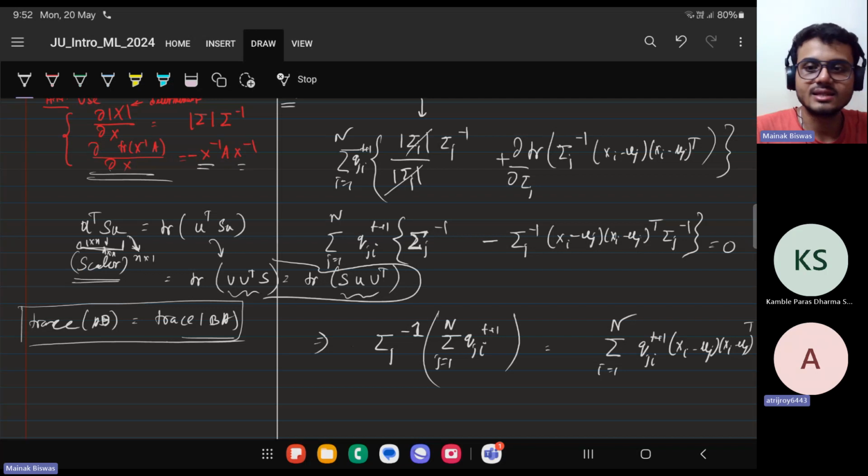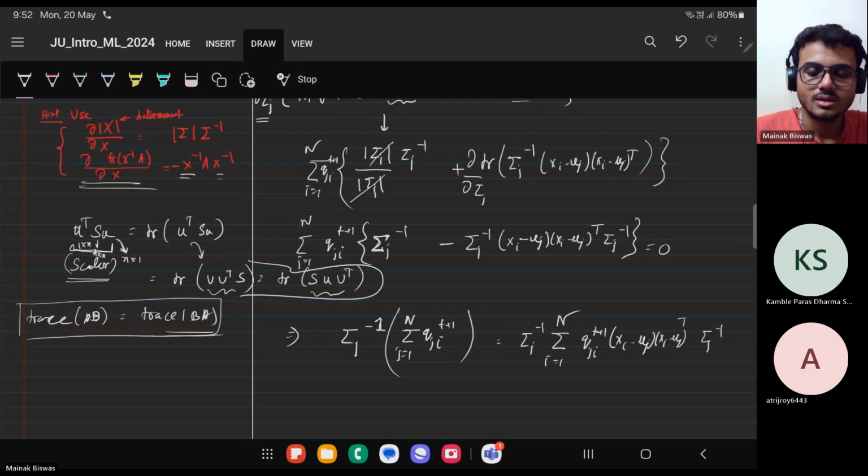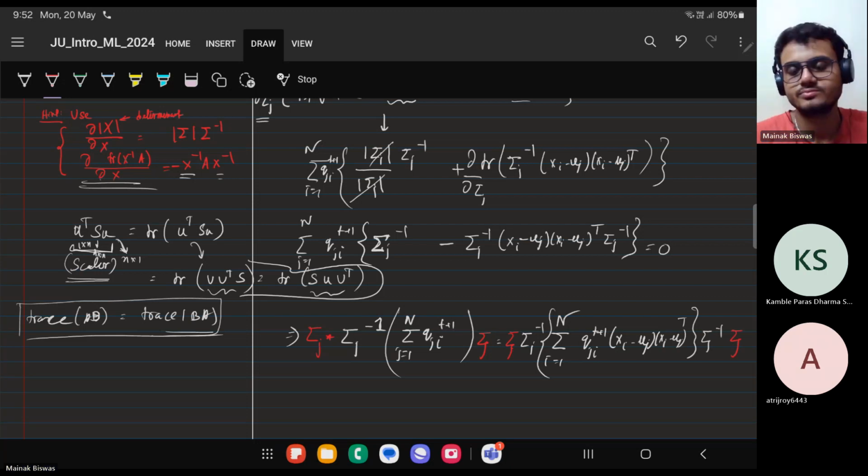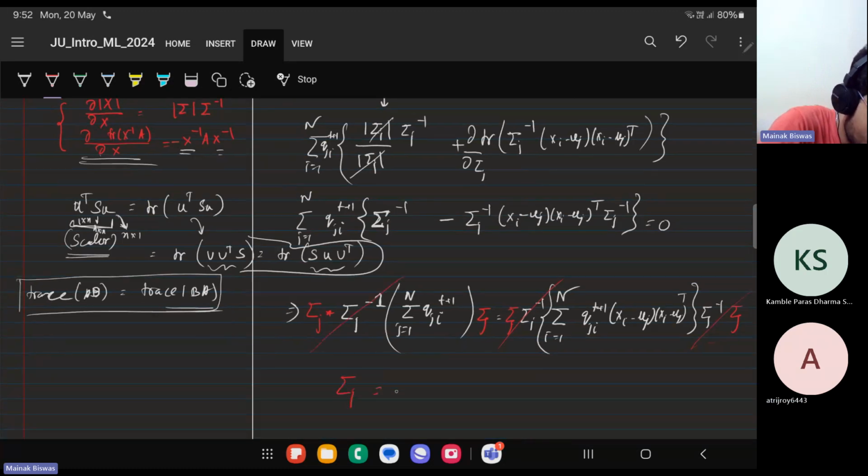Now I multiply on both sides by Σj. I didn't do anything, it's just the inverse. So I'll just put Σj on both sides. This is what I can do. This will become I, this will become I, this will become I. So Σj will become, this already I know, lambda alpha j at t plus 1, right?